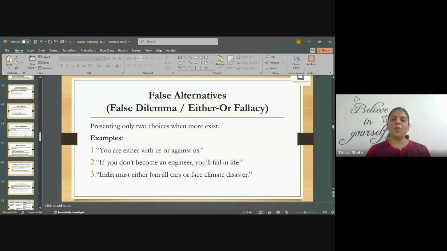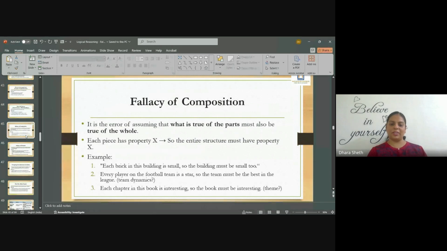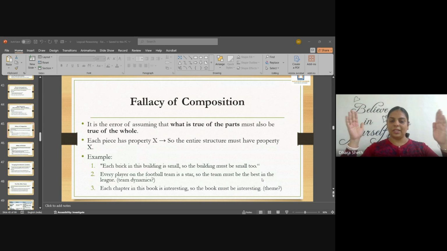Next, fallacy of composition. This has also been asked. At least I have seen a few questions with this. It is the error of assuming what is true of the parts must also be true of the whole. Each piece has the property X, so the entire structure must have the property X.